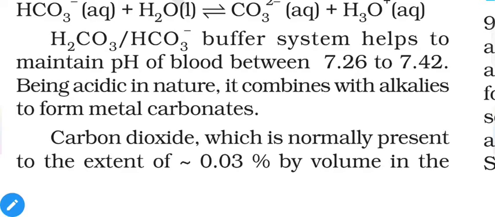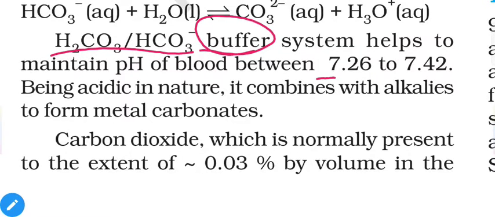So this H2CO3 and HCO3 minus acts as a buffer system which helps to maintain the pH of blood between 7.26 to 7.42, that means nearly neutral. Now, what is a buffer solution or buffer system? Buffer solutions or buffer systems won't change their pH with minor addition of acid or base.